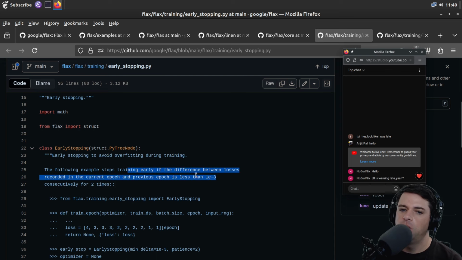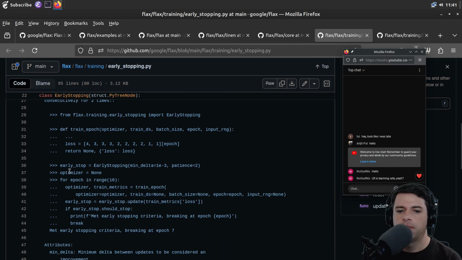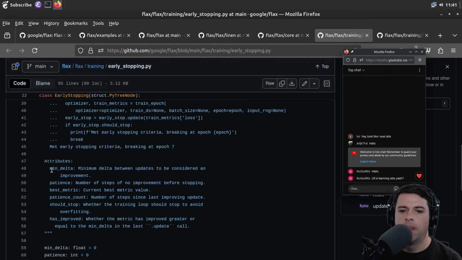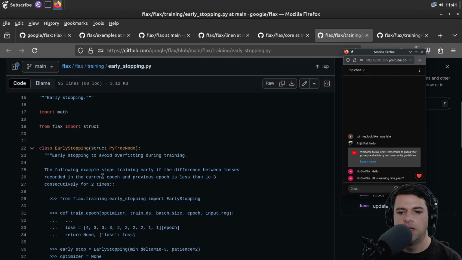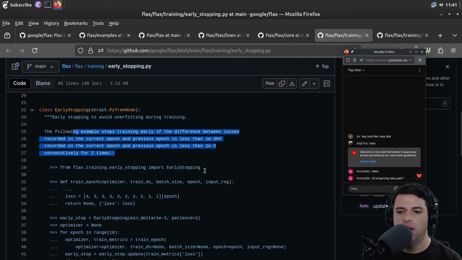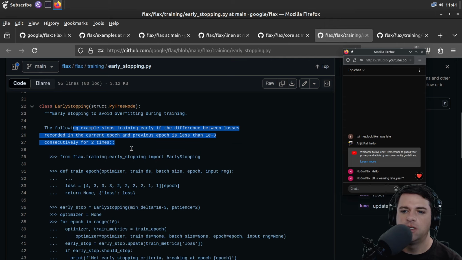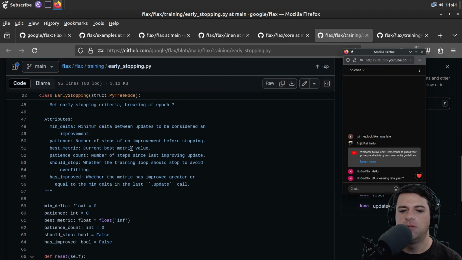So the difference between the losses is too small. So I guess that's kind of like convergence, right? If the difference in the losses is small. And so I guess it's saying if we've converged early, then we shouldn't keep training? Is this not the same as convergence? Because I would think so, if the loss function isn't moving.